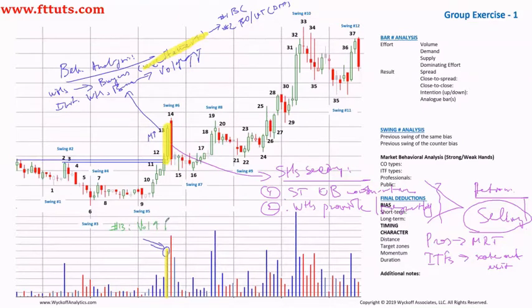So volume obviously increases a lot. What is demand doing? Demand is also increasing, I would say. Demand is increasing probably the most, right? Because all these weak hands, they're so excited, they're coming in. There are a lot of institutional hands coming in at this position as well. So demand is increasing a lot.